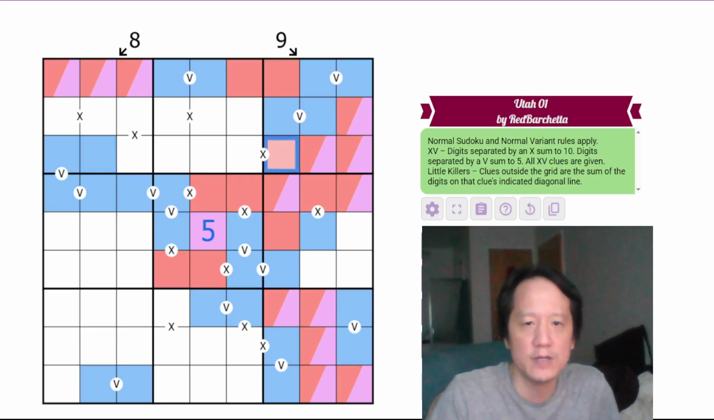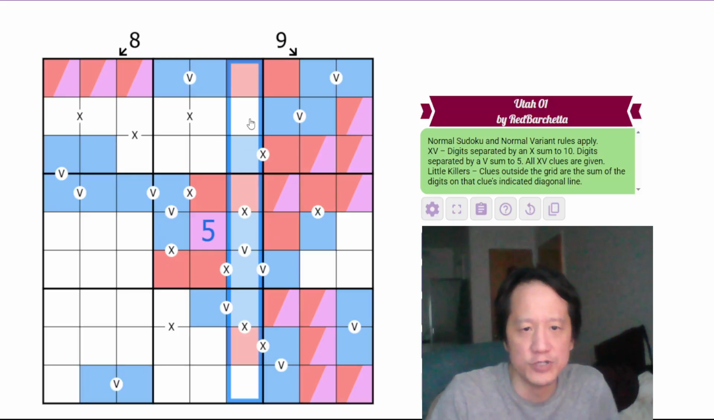This must be a high digit because it's next to an X. So this must be a low digit here. This low digit is next to a high digit, so it must be a high digit here. In column 6, we have 4 low digits, so the rest are high and 5.